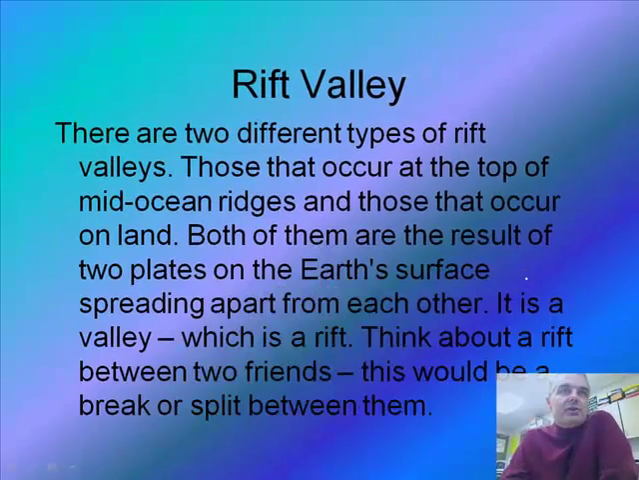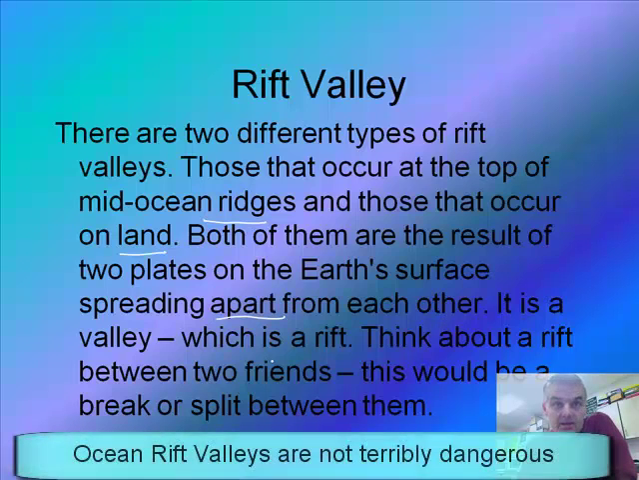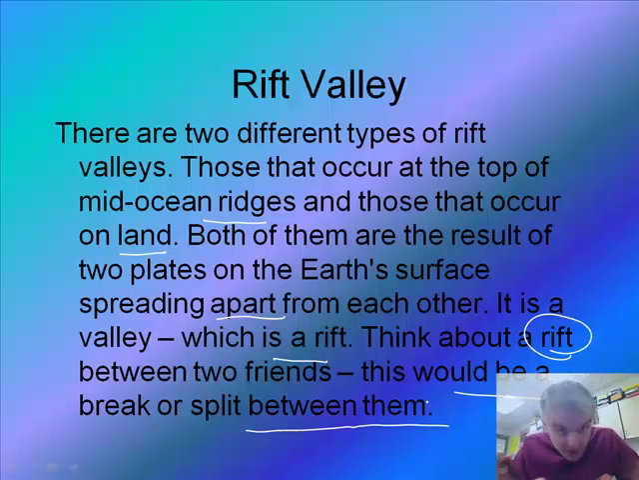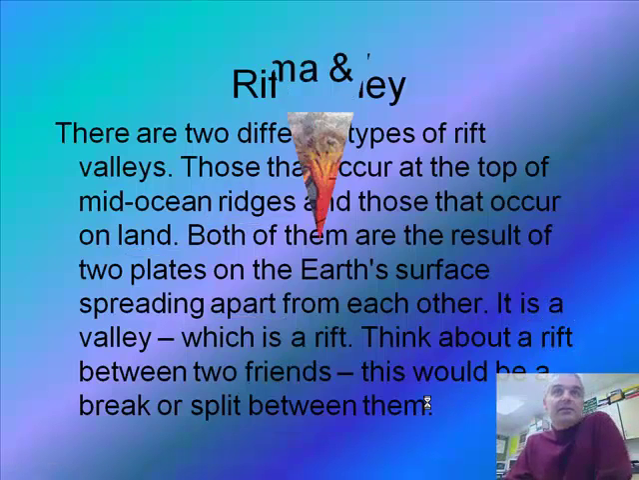So here's the official definition. There are two different types of rift valleys: those that occur at the top of mid-ocean ridges and those that occur on land. So there are land ones and water ones. Both of them are the result of two plates on the Earth's surface spreading apart from each other. It's a valley, which is a rift. To think about the word rift, if you have a rift between two friends, this would be a split or a break. Like if you're going out with somebody and you have a rift, you're probably going to break up, right? Okay, I get it.